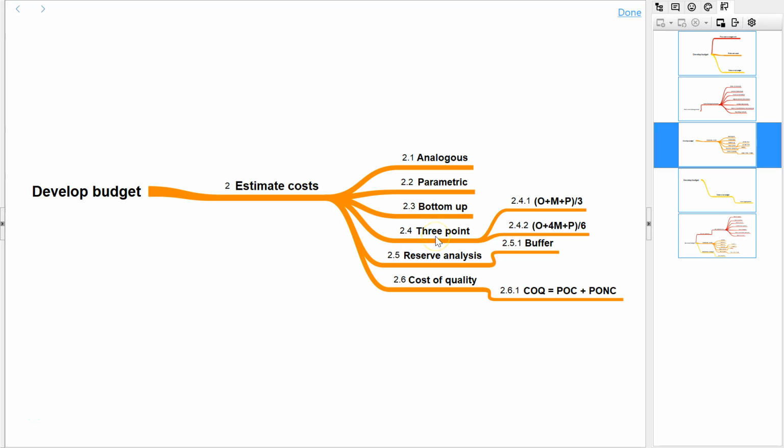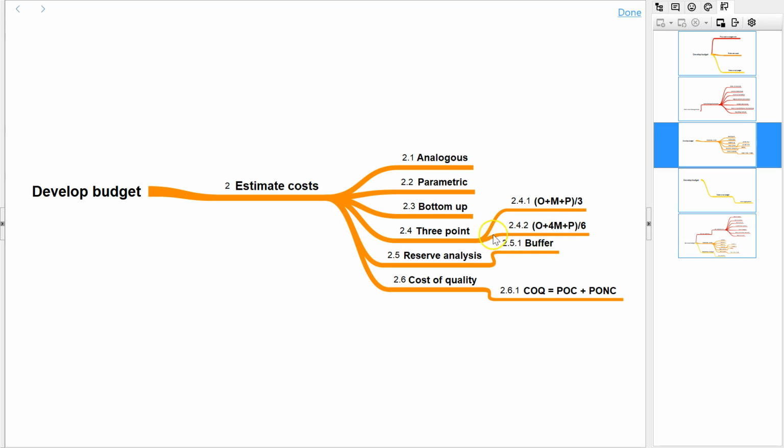Then 3-point estimate. For every task or every work package, we can always come up with 3 estimates. That is the optimistic, pessimistic, and the most likely. And we have 2 formulae here. The first one is optimistic plus most likely plus pessimistic divided by 3. That is one way to arrive at the single point estimate.